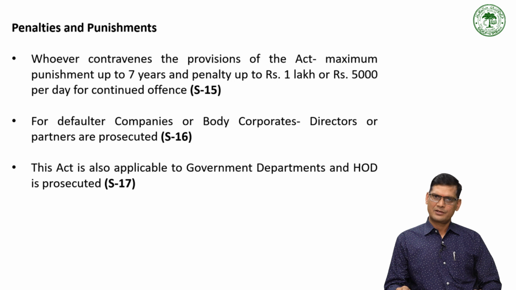Penalties and punishments. Under Section 15, whoever contravenes the provisions of the Act faces a maximum punishment of up to 7 years and a penalty of up to 1 lakh, or 5,000 per day for continued offences. Under Section 16, for defaulter companies or body corporates, directors or partners are prosecuted. This Act is also applicable to government departments, and the HOD is prosecuted if a government department is found violating the rules of the Act, under Section 17.